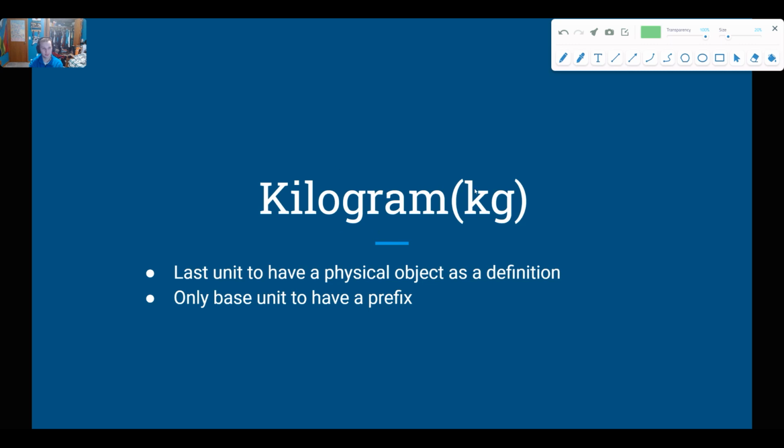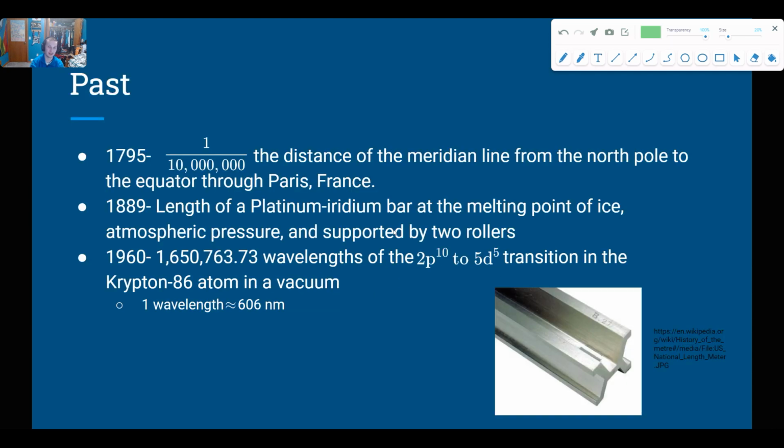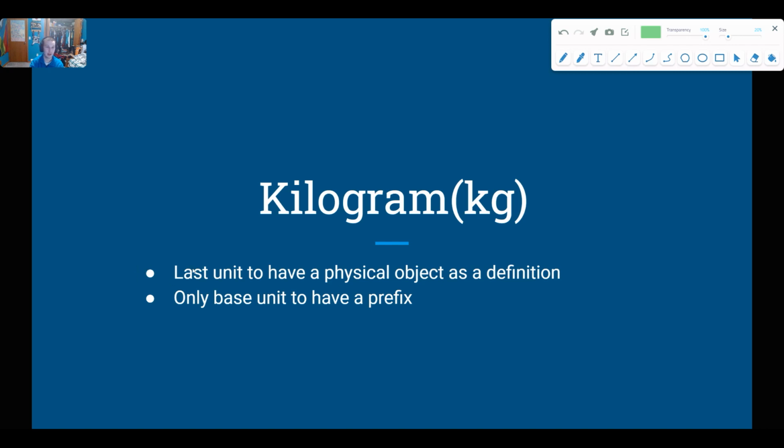So next we move on to the kilogram. The kilogram is an interesting unit. It has a lot of history behind it because it was the last unit to have a physical object as a definition. Like I talked about with the meter, that bar hasn't been in use for 100 plus years now. A lot more recently, the kilogram was still defined as a physical object. It wasn't that long ago. And it's the only base unit to have a prefix. It has the kilo prefix on it, even though it's a base unit. So the base unit is not the gram, it's the kilogram. If somebody says the base unit's a gram, the base unit is actually a kilogram. So that's an interesting fact.